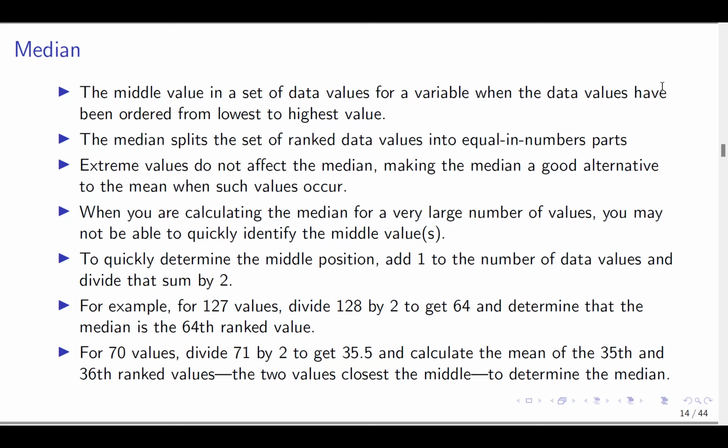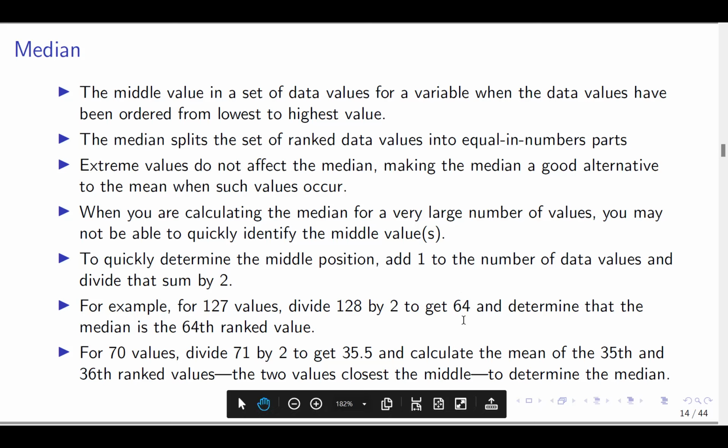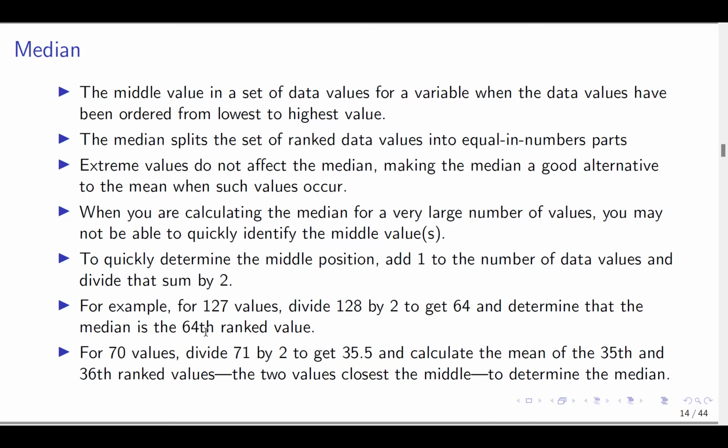And when you're calculating the median for a very large number of values, you may not be able to quickly identify the middle value. So if you want to determine the middle position, you add 1 to the number of values and divide that sum by 2. For example, if you have 127 values, plus 1 is 128, and 128 divided by 2 is 64. Then the median is the 64th ranked value. So you look for the 64th value, and that represents your median.